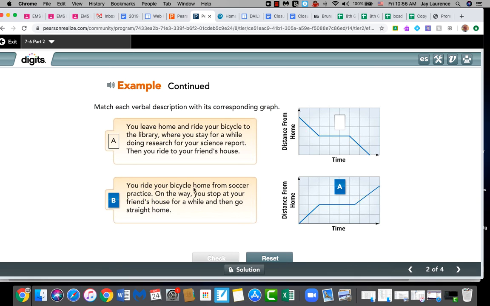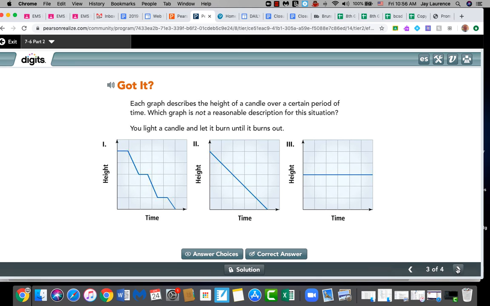Now this one says you ride home from soccer, so here we're riding home from soccer, but we stop at our friend's house, hang out a little bit, and then go straight home. And so this must be B. Okay? Pretty simple stuff.